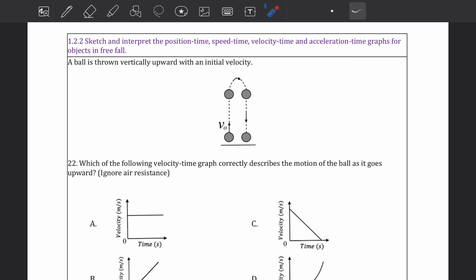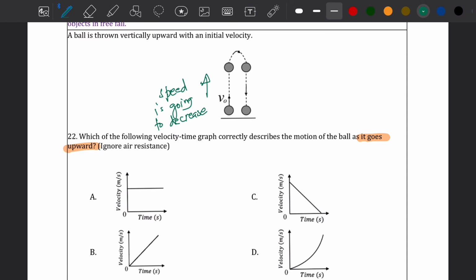Next, a ball is thrown vertically upward with an initial velocity. Which of the following velocity time graph describes the motion of the ball as it goes upward? So when the ball moves up in the upward journey, we know that its speed is going to decrease. And we know acceleration due to gravity is a constant value, so that means velocity time graph should be a straight line, and the only option which has this is C. We can see velocity is decreasing and the graph is a straight line.